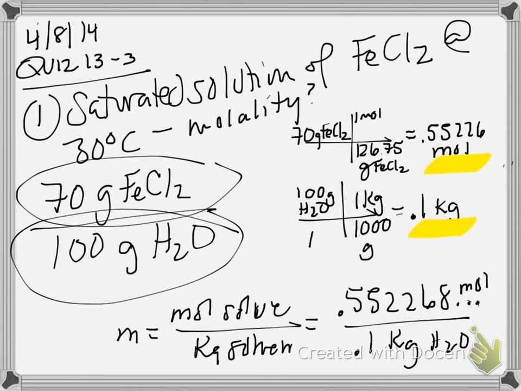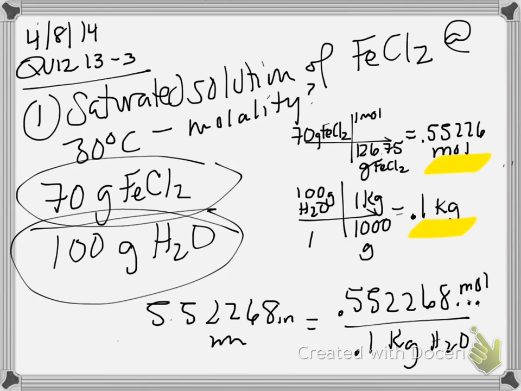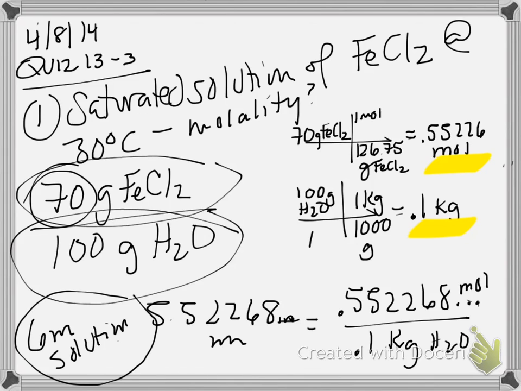So we've got our 0.552268245 moles of our iron(II) chloride in 0.1 kilograms of water, which gives us a 5.52268 molal, etc., etc., molal solution. Since we really only had one sig fig here, this would be a 6 molal solution of iron(II) chloride. Okay, clear?